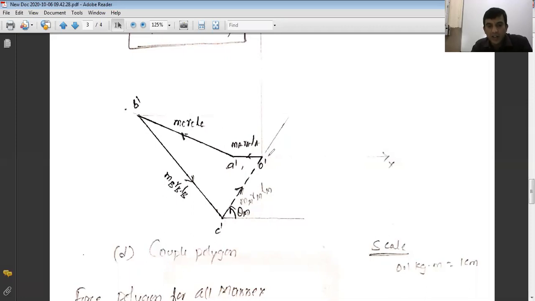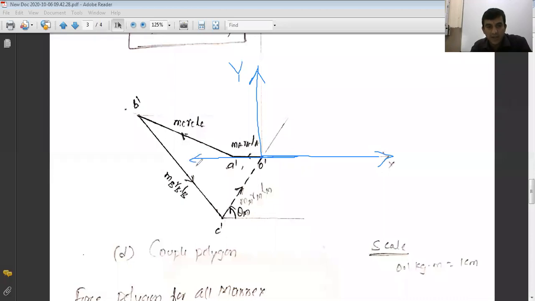The angle is 0 degree, right? First, anywhere on the A4 sheet, draw an x-axis and y-axis line. This is for our convenience, okay? The intersection of the x-axis and y-axis I'll represent as O dash here. After this, draw a 0 degree line on both sides. Now, on which side? Negative sign is there. Negative sign means I want to draw the 0 degree on the negative x-axis, am I right? On the negative x-axis you draw the 0 degree.